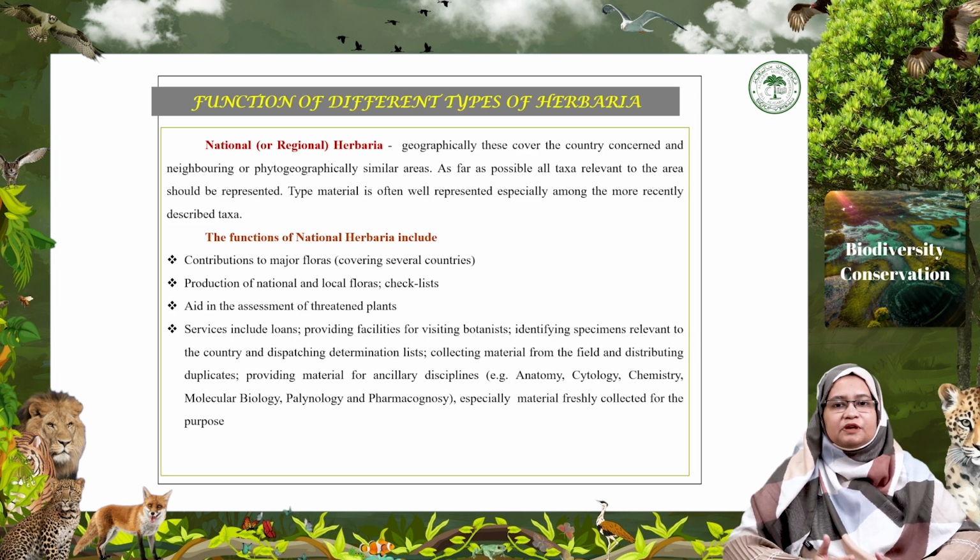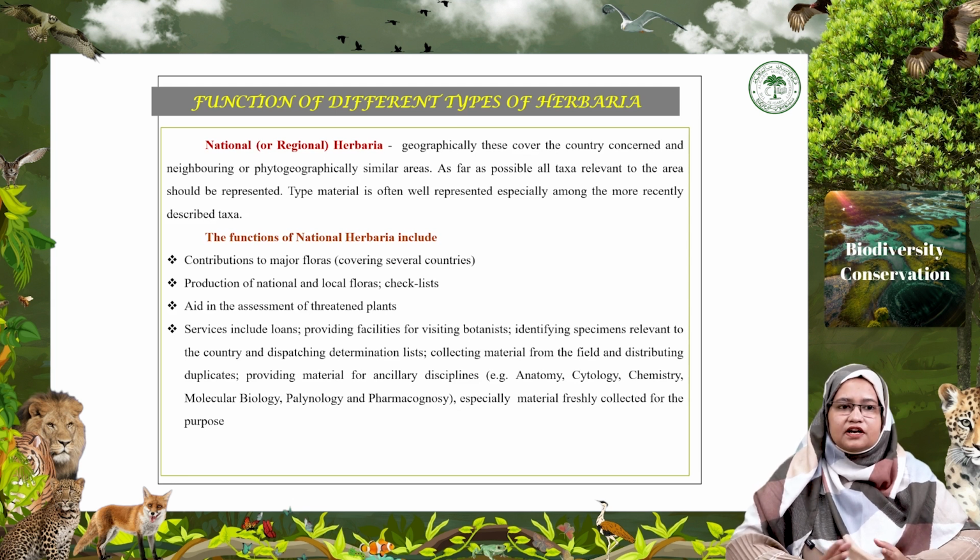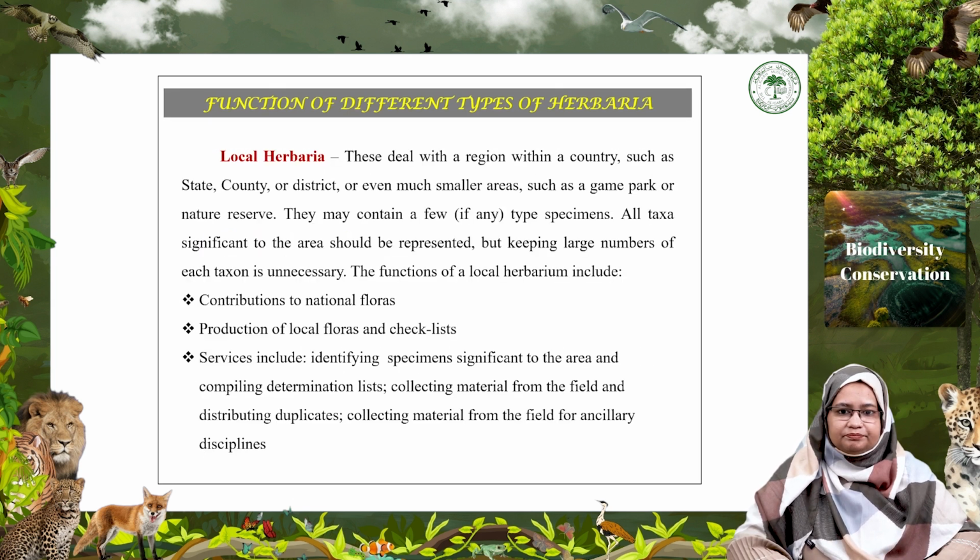Like BSI is preparing a list of the endangered species in our country. That is very important for our national herbarium, because we come to know which types of plants are becoming endangered or which types of plants need protection. So this is a very important aspect, because national herbaria provide valuable information for biodiversity conservation, and that is about the national or regional herbaria.